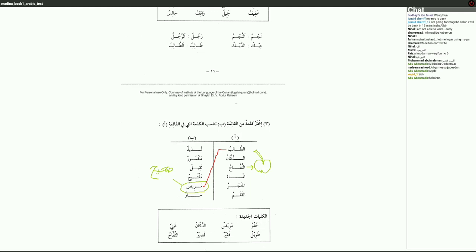Nihal. Ad-dukkanu maftuhun. Barakallahu feek. Ahsant. Mirza. التفاح لذيذ. جيد. التفاح لذيذ. And this one with new word is not a new word. It's also in Urdu, so it's fine. It's tasty.